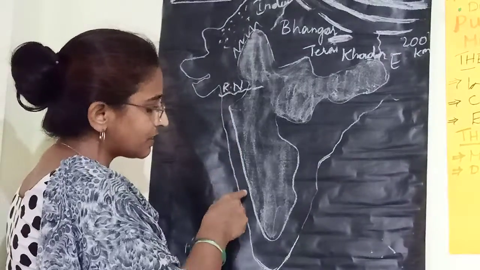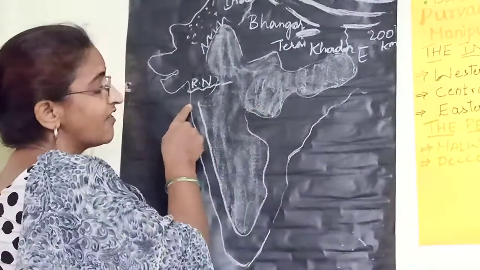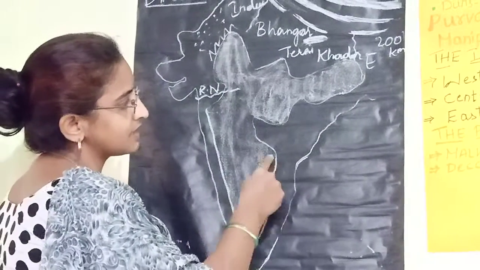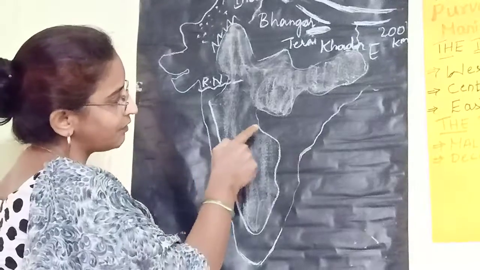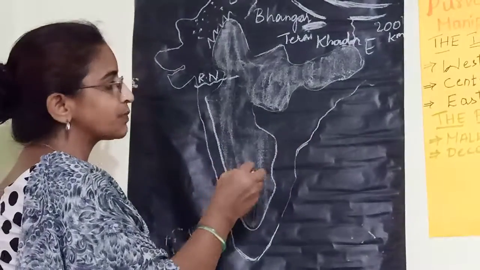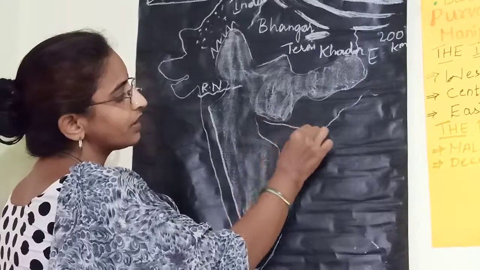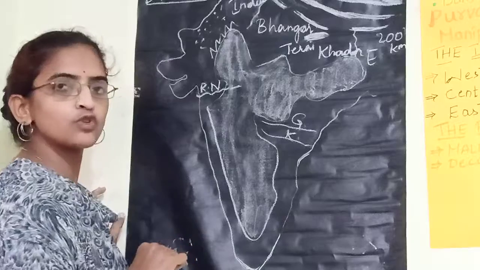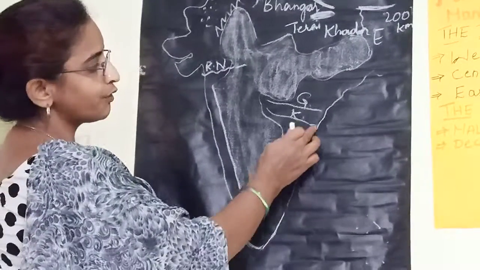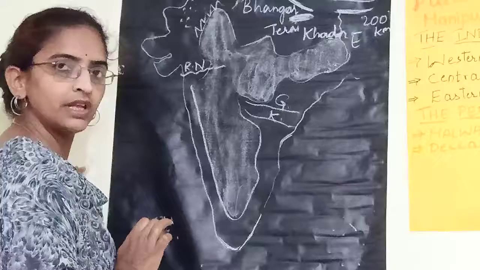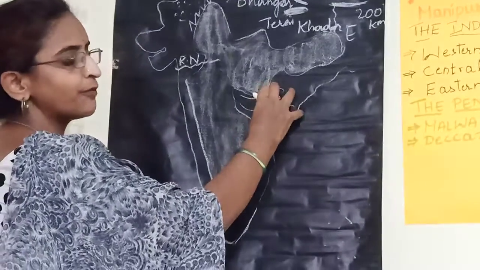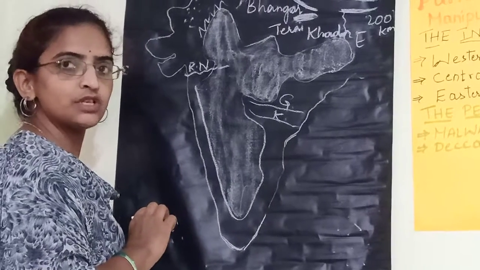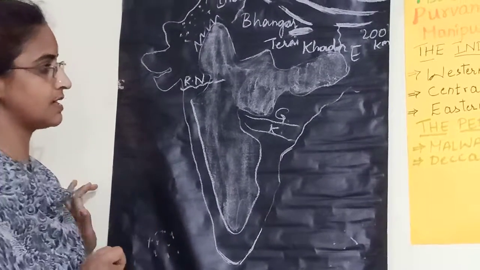If you see the Western Ghats and Eastern Ghats, the Western Ghats are very continuous ranges, whereas the Eastern Ghats have so many gaps in between. Why do we see so many gaps in the Eastern Ghats? Because here we can see two important rivers, the Godavari and the Krishna. Because of the Godavari and Krishna forming the deltaic part, there is a long gap between the Eastern Ghats, and the Eastern Ghats are not continuous ranges like the Western Ghats.